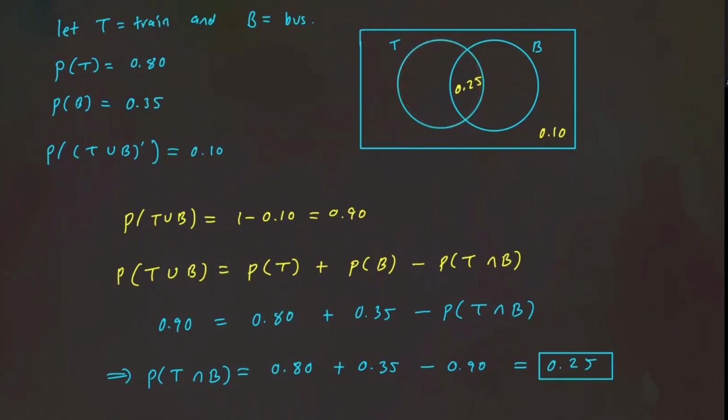That means 0.80 minus 0.25 will give you this portion of the Venn diagram, that's 0.55, because the sum of these two has to be 0.80. Then we also know this portion of the region should be 0.35. So that means the missing region should be 0.1, because this plus that is 0.35. All right, now that that's completed, now we can answer the question.